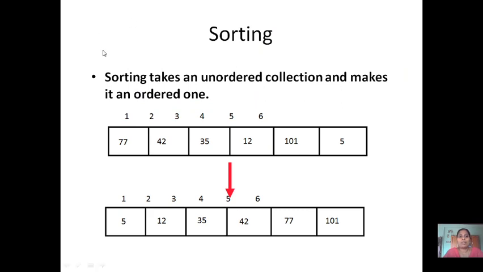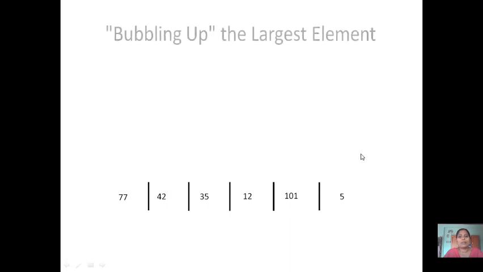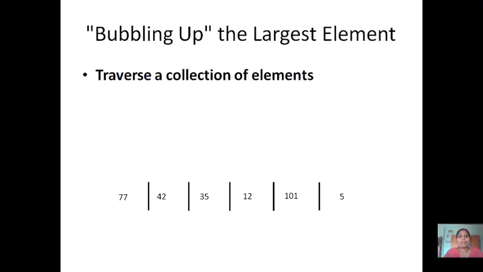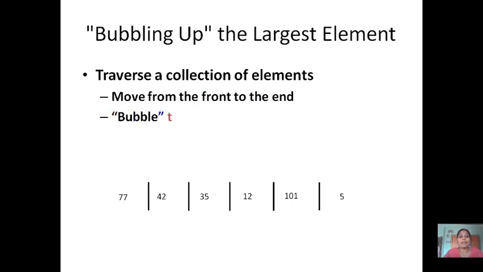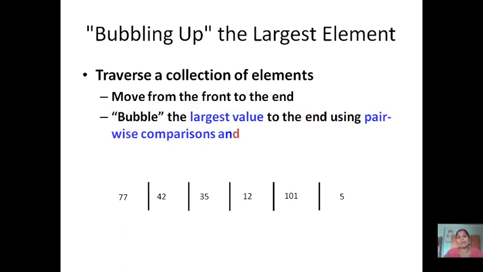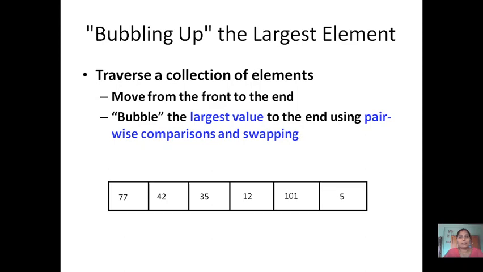Now you see, I have a list of elements like this and I want to sort them in ascending order, but we don't have the elements in sorted order. So what we are doing here is traversing the collection of elements, moving from the front to the end, bubbling the largest value to the end using pairs of comparisons and swappings.